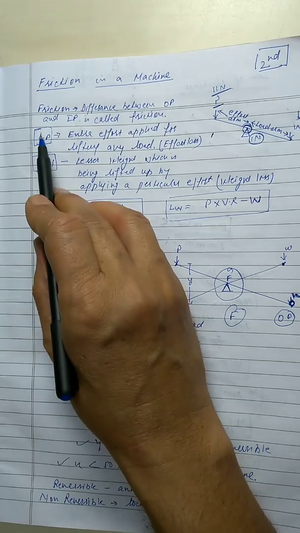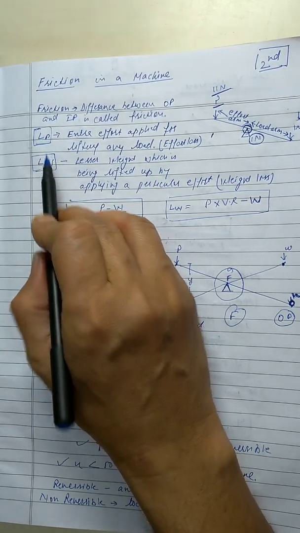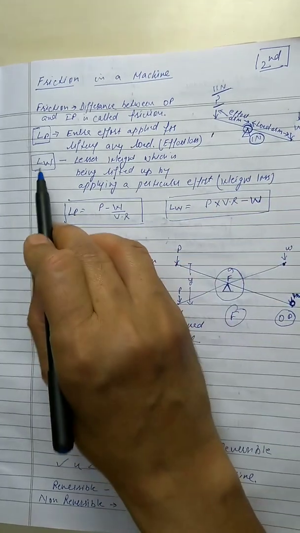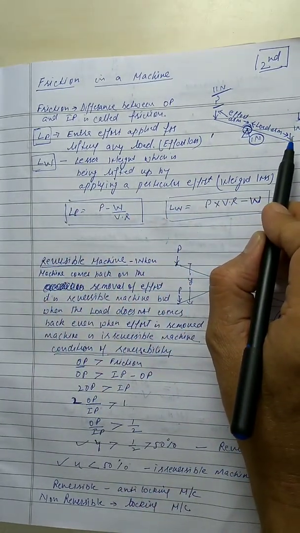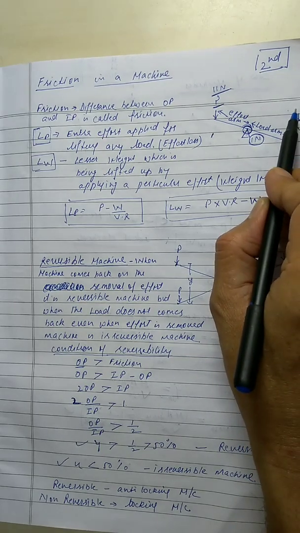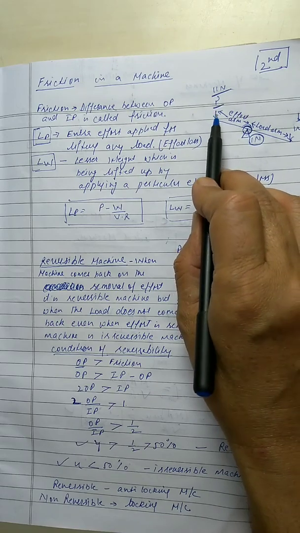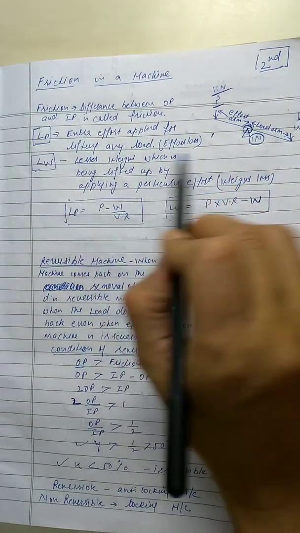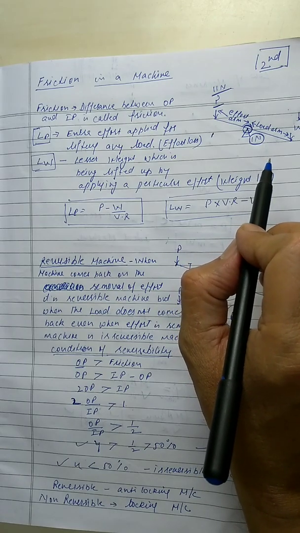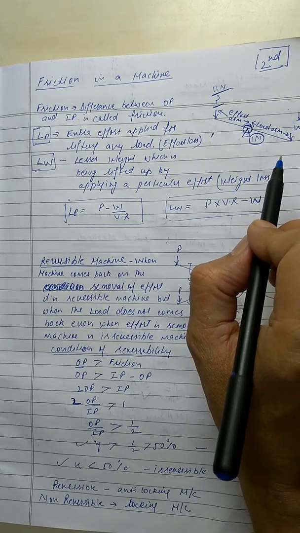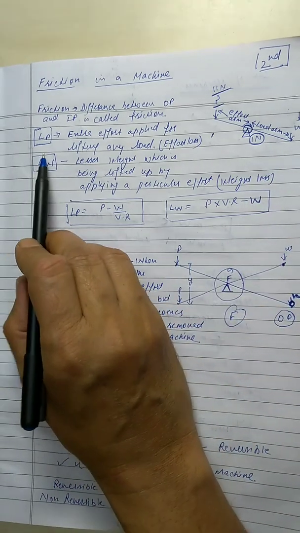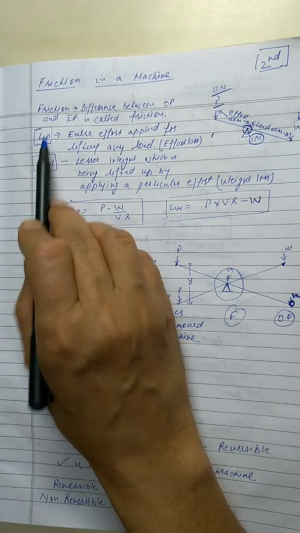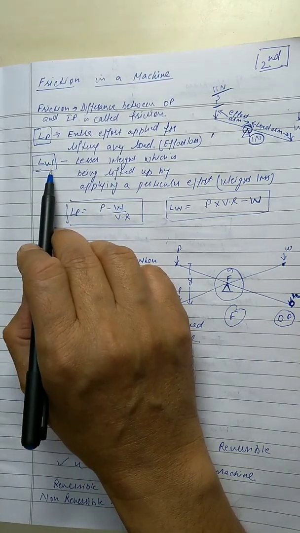So effort loss and weight loss are the two losses, and both are due to friction. The effort loss may be defined as the extra effort which you are applying to lift a load, and the weight loss may be defined as the lesser weight which is being lifted up by applying a particular effort. So these are the two ways of defining friction in case of a simple lifting machine. The effort loss is denoted by LP, and the weight loss is denoted by LW. These two terms have individual formulas which you have to learn.